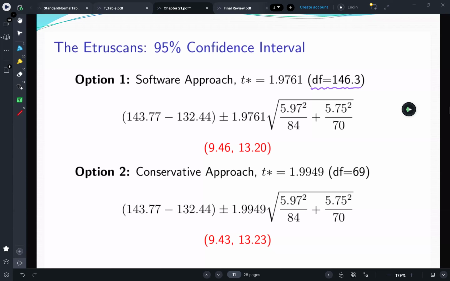So we plug all the values in. So that was x bar subscript 1, subtract x bar subscript 2, and plus or minus all the rest. It's literally just being substituted in. The only difference between these two confidence intervals is one is using the software approach, that's the t here, and then this one's using the t for the conservative approach, which would be 69 degrees of freedom, right? Because you take the smaller n, so you take the 70 and subtract 1 is 69. Gives you 1.9949.